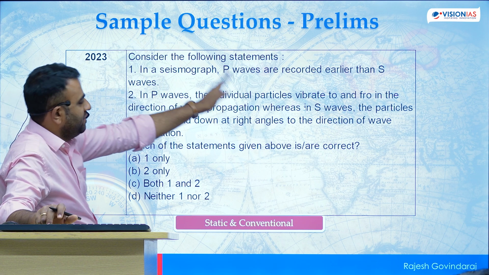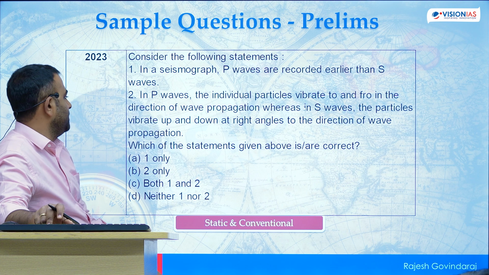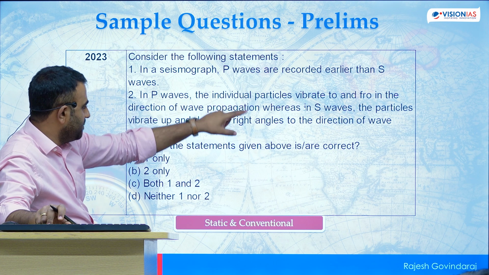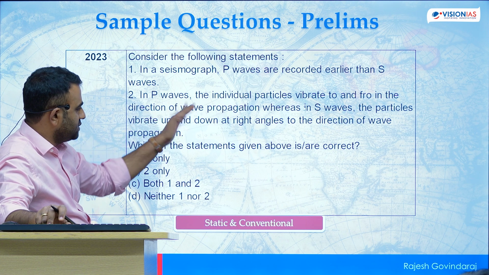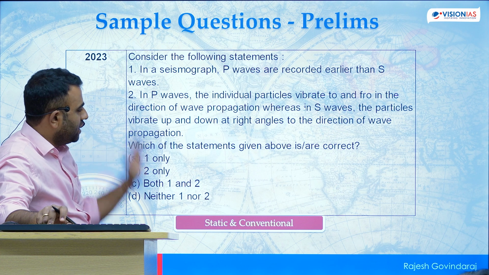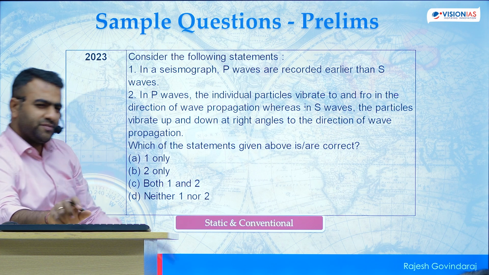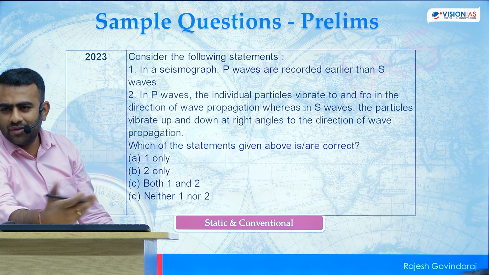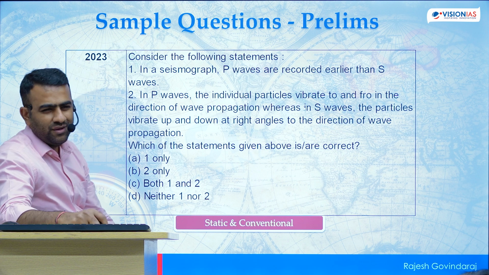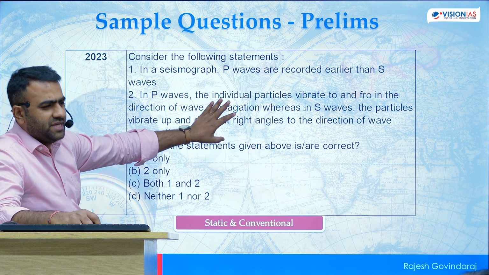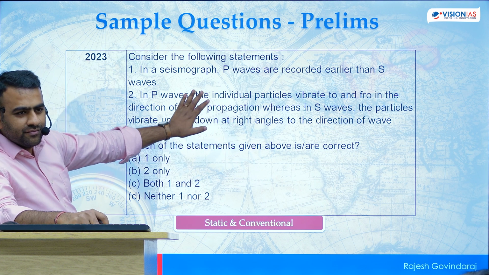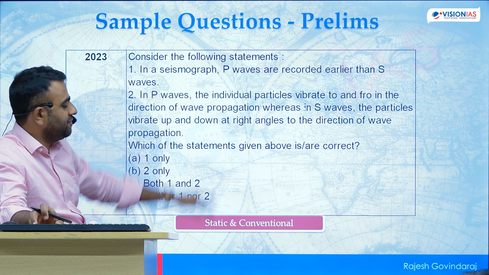In a seismograph, P waves are recorded earlier than S waves. In P waves, the individual particles vibrate to and fro in the direction of wave propagation, whereas in S waves, the particles vibrate up and down at right angles to the direction of wave propagation. So the basic idea of earthquake waves and how they propagate, what is the basic difference. It is direct, you will find the answer in NCERT. Okay? Static.